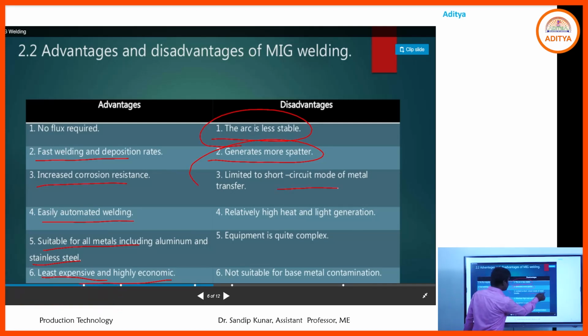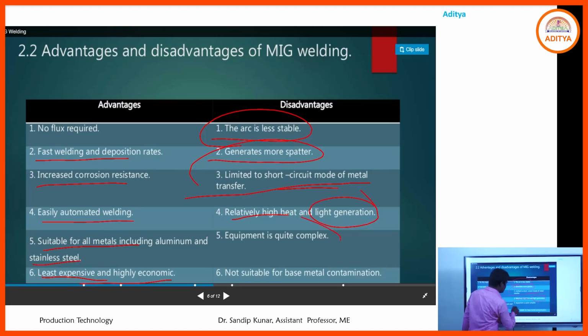Limited to short circuit mode of metal transfer, sometimes short circuit mode is generally limited. Another, relatively high heat and light generation, means when the arc is created during welding time, the heat is very high, and the light generation is also very high. Due to that, sometimes welding quality will deteriorate.